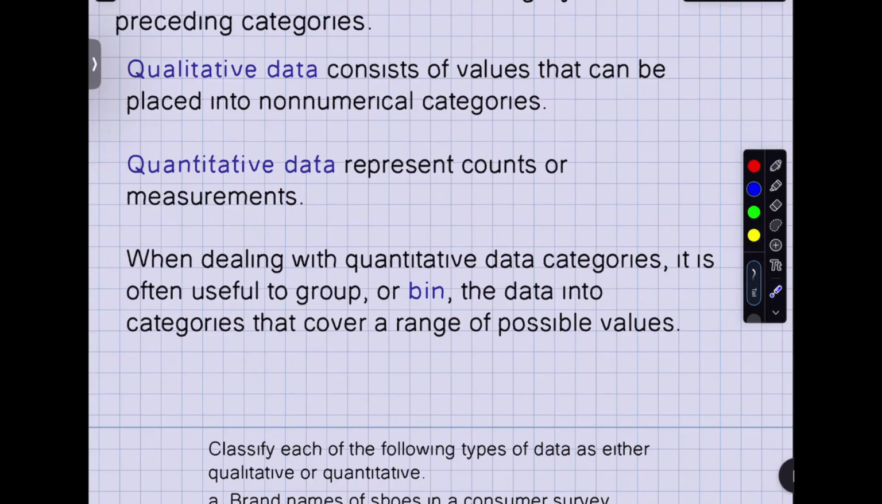There's qualitative data and quantitative data. So qualitative consists of values that can be placed into non-numerical categories, where the quantitative, quantity, represents counts or measurements.